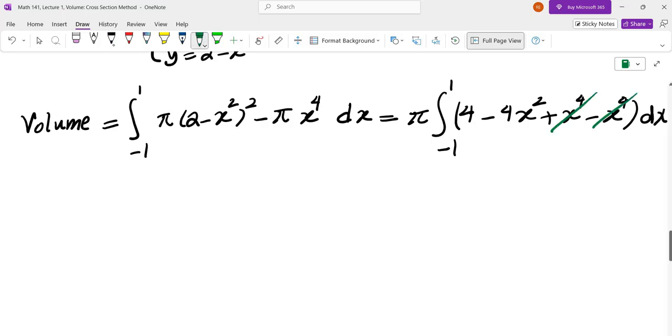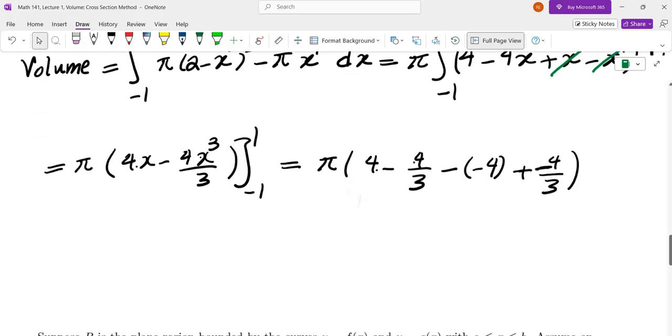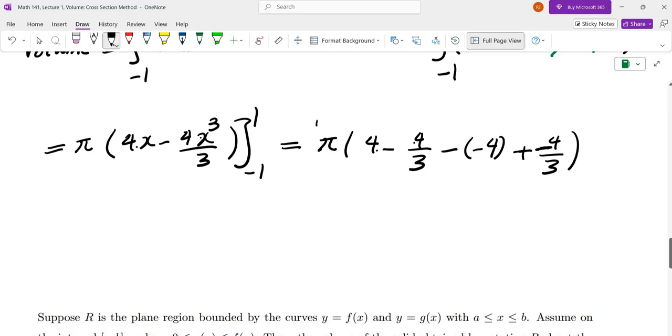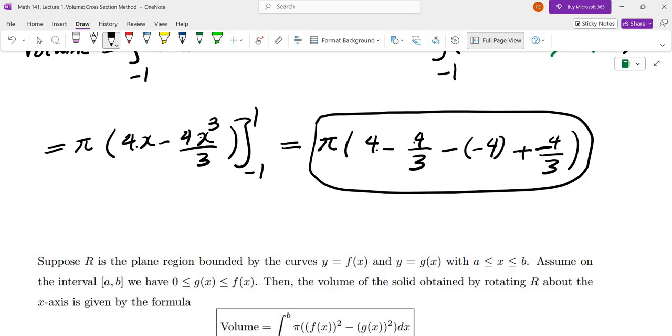So x to the fourth cancels, and we can integrate this: pi times 4x minus 4x cubed over 3 from -1 to 1. Pi times plug in 1, we get 4 minus 4 thirds, minus plug in -1, we get minus 4, and then plus 4 thirds. And you can simplify this or not. So typically I don't really expect the students to simplify things in this class unless it is specifically specified.